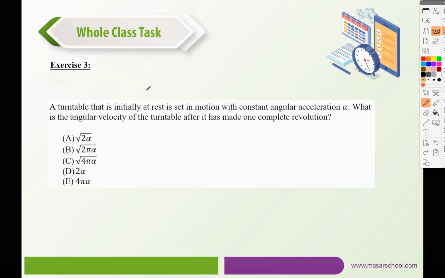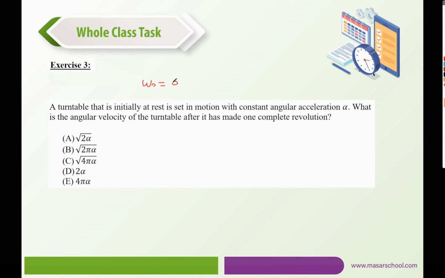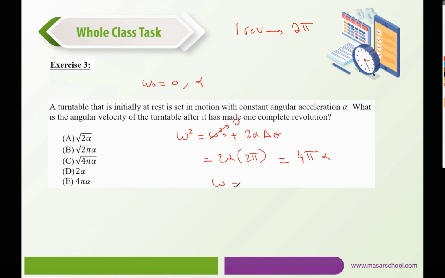A turntable is initially at rest, then omega 0 is 0, with constant acceleration alpha. We don't have time. What is the angular velocity? Then we're pretty sure we're gonna use omega square equals omega square 0 plus 2 alpha delta theta. One complete revolution corresponds to delta theta, which is 2 pi. So that would be 0 plus 2 alpha multiplied by 2 pi, which is basically 4 pi alpha. Then omega would be the radical of 4 pi alpha, which makes it C.